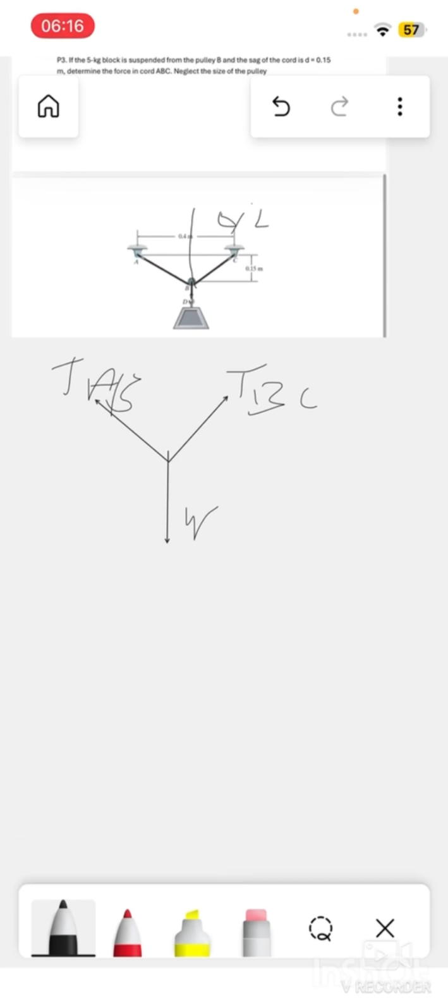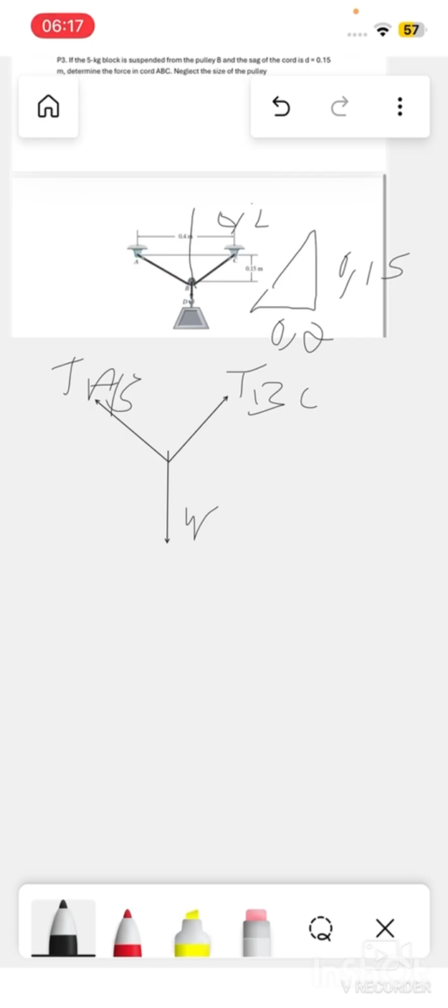So if we draw a triangle like this, this is going to be 0.15 and this is going to be 0.2. These are all in meters. We're going to use the theorem of Pythagoras to find the other side. When you have two known sides and one unknown side in a triangle, you can use the theorem of Pythagoras to get the other one.